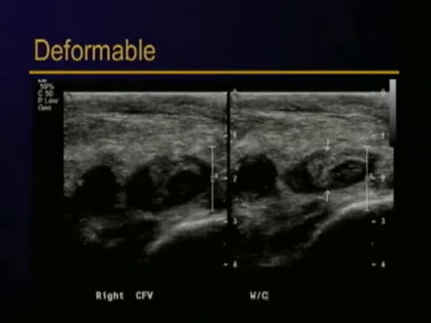Acute thrombus tends to be deformable. So you can see in this picture, we have the pre-compression image and the post-compression image, and you can see that the thrombus within the lumen is deformable.